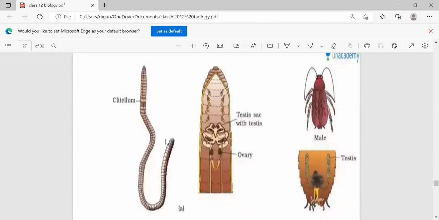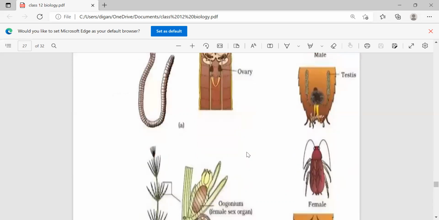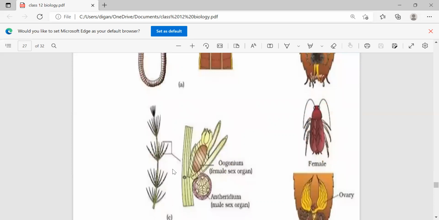Next, this diagram is given. Here, look, this is the structure of earthworm. Look, this is testis. Testis means male organ. This is ovary, which means female organ. So in the body, both male and female organs are present. And in this plant also, this is an example of Chara. It is an example of algae. Here, oogonia means female sex organ. This is antheridium, means male sex organ. Means in the same plant, both male and female sex organs are present. That's why it is an example of a bisexual plant.